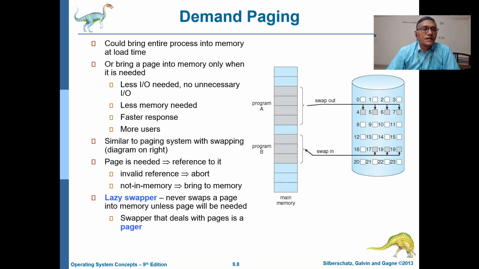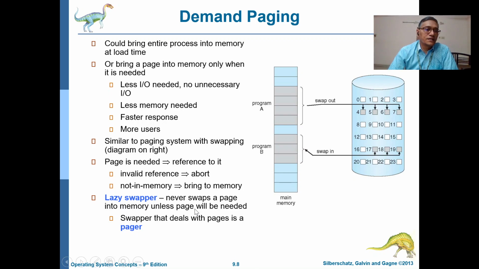So a page is needed, so we need to reference it. The user program references or requests the corresponding frame page. If it gets an invalid reference, then it is aborted. If it is not in memory, then we need to bring that particular page from external storage, that is the virtual address space, to the physical address space.